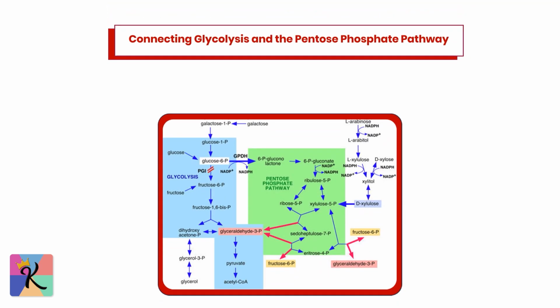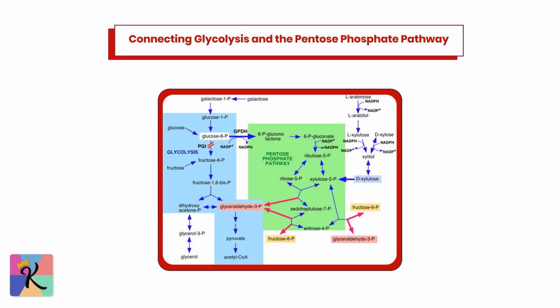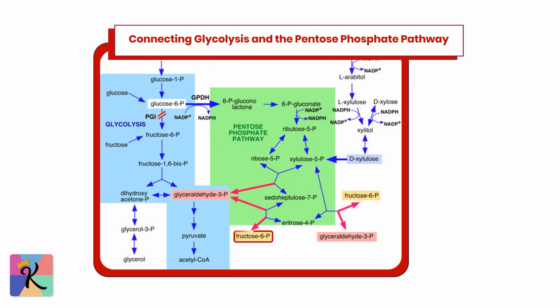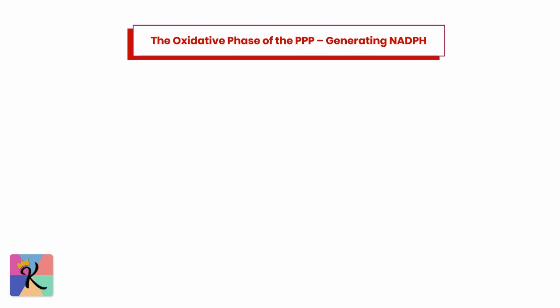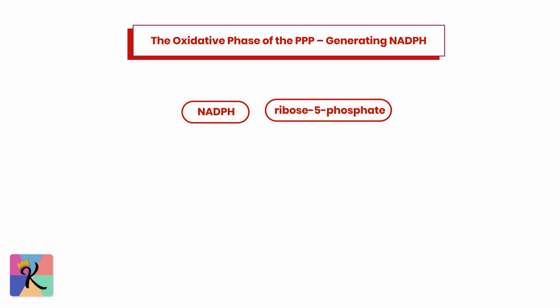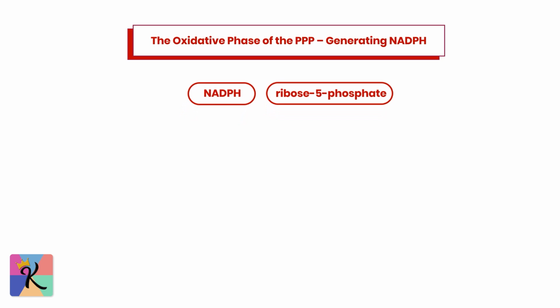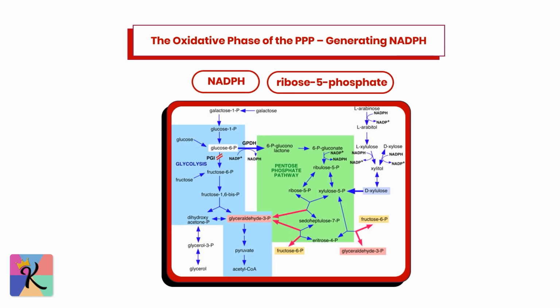At the heart of the PPP and glycolysis connection are two key intermediates, fructose 6-phosphate and glyceraldehyde 3-phosphate. These molecules can flow between the two pathways, ensuring that the cell can shift its metabolic focus based on current demands. When cells need NADPH or ribose 5-phosphate, for instance during periods of rapid cell growth or under oxidative stress, glucose 6-phosphate is rerouted from glycolysis into the oxidative phase of the PPP.